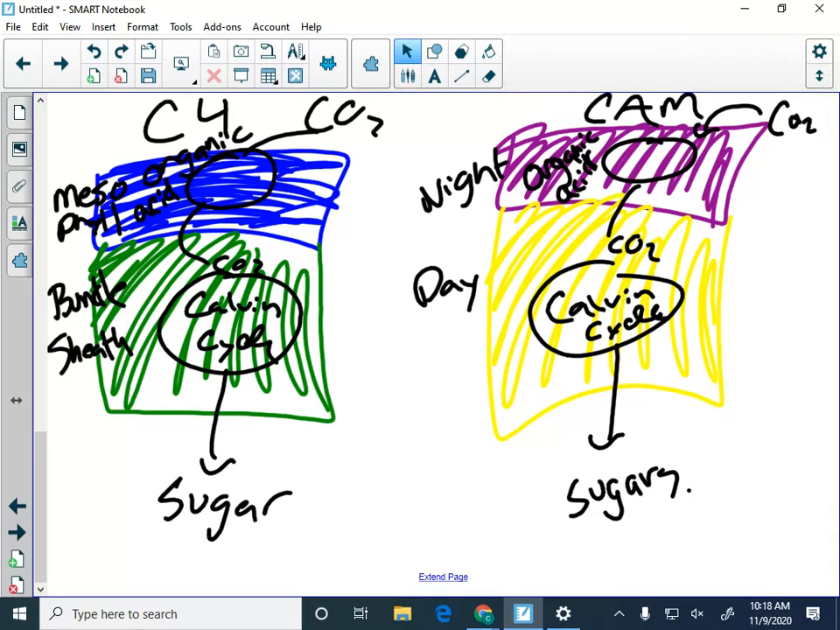So it's a very similar process. They just go about it differently. One of them has different cell differentiation, and the other has, what's the word, a kind of temporal dislocation of the two.